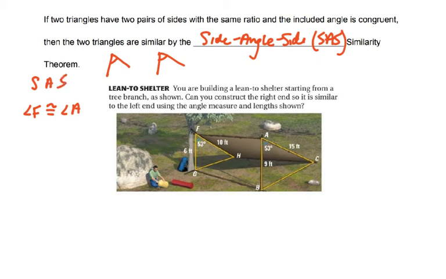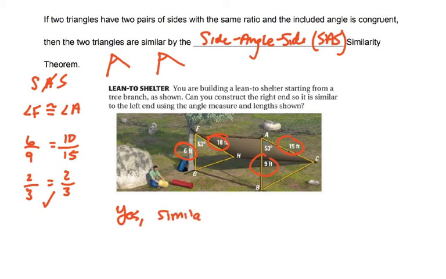So for side, angle, side, the angle is done. Now we need to check the pairs of sides. They have to have the same ratio. So we're going to check both sides at once. 6 matches with 9. And then the 10 matches the 15. We divide by 3 and get 2/3. We divide by 5 and get 2/3. They are the same ratio, so yes, they are similar by side, angle, side. It did work. We had the same ratio.